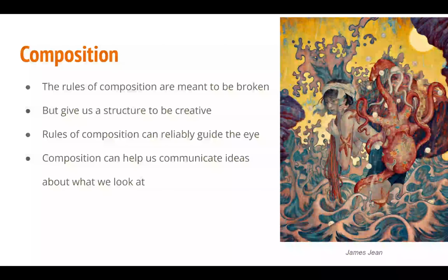So composition. The rules of composition are essentially rules that we're setting up for making sense of images and making appealing and eye-catching images. There are rules to what makes a good composition, but these are meant to be broken, right? They're not things that you have to stick to, but they give us a structure to be creative. They can reliably guide the eye to where you want the viewer to look, and they can help us communicate ideas about what we want the viewer to look at.